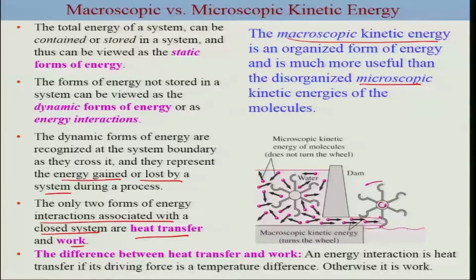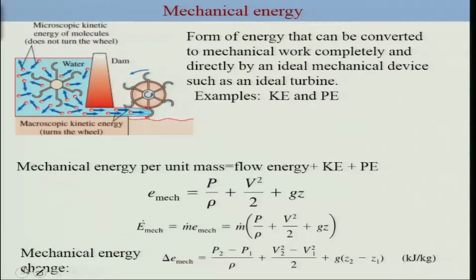This is an illustration which tells you that macroscopic kinetic energy is more organized and more useful than microscopic kinetic energy. For example, you put water behind a dam, with a turbine wheel. If the water doesn't flow, the turbine wheel will not rotate, even though the molecules do move a lot. On the other hand, if it flows, energy can be generated. So macroscopic kinetic energy is more useful than disordered microscopic kinetic energy.